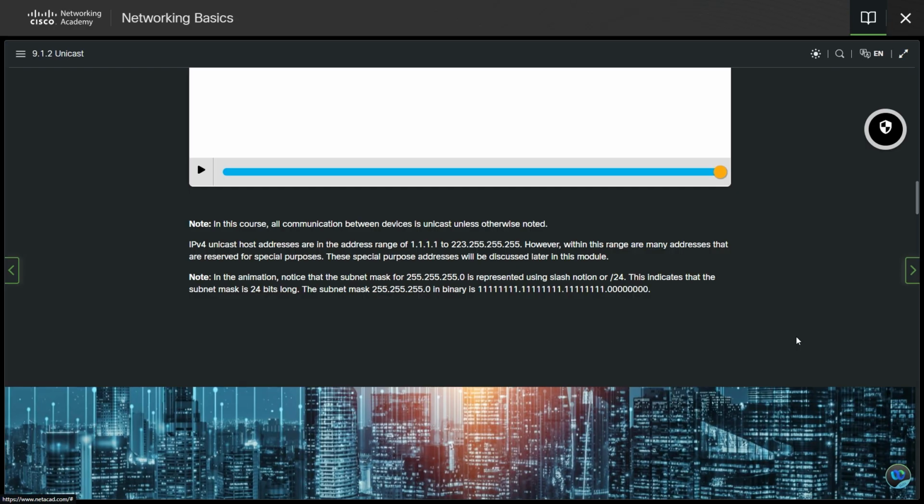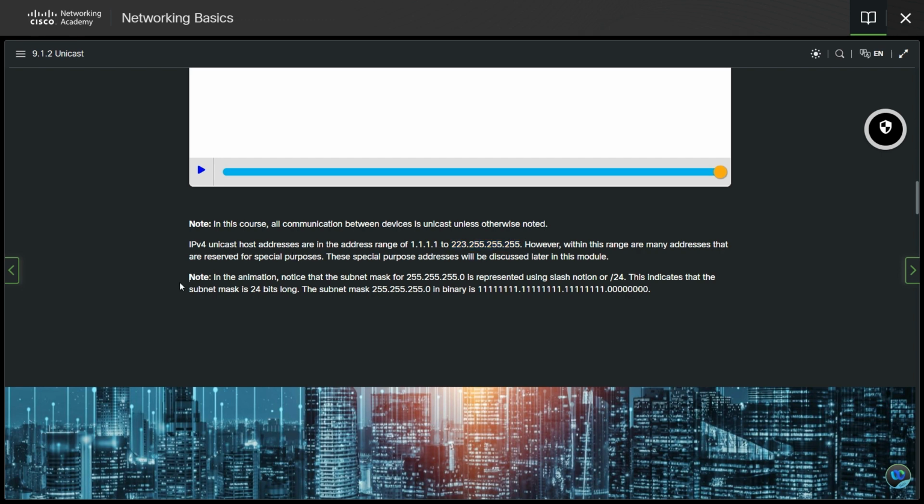IPv4 unicast host addresses are in the address range of 1.1.1.1 to this netmask address. However, within the range are many addresses that are reserved for a special purpose. These special purpose addresses will be discussed later in this module. Okay, this is very important: IPv4 unicast host addresses are in the range of IPv4 with this netmask.